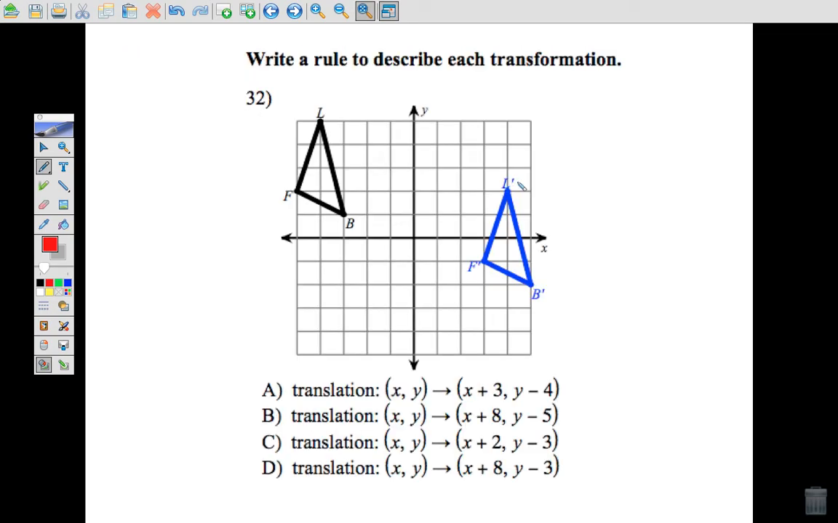This is a translation, so it's asking you what happens to the points. Best way to do it, in my opinion, is to just figure out what a point is. Like B is -3, +1, and then figure out what it is over here. 1, 2, 3, 4, 5, -2. And see how we get from -3 to 5, and that will tell you what you're adding to your x. Then do the same for y, and you'll see what's going on there.